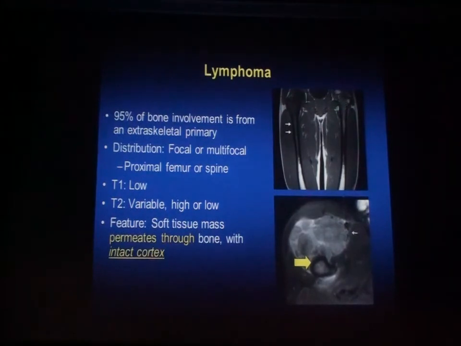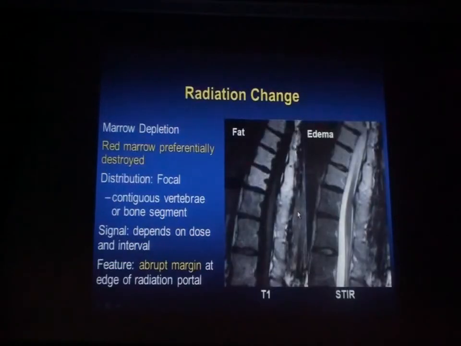Lymphoma is another process you might come across relatively frequently. We actually saw this patient before when we saw the low signal in the femur. One of the characteristic features of lymphoma and other round cell diseases is that the soft tissue mass within the bone, the soft tissue abnormality of lymphoma in the bone, actually permeates through intact cortex. So we see a large soft tissue mass, and yet the cortex is intact. That is a suggestive feature for lymphoma or other round cell diseases.